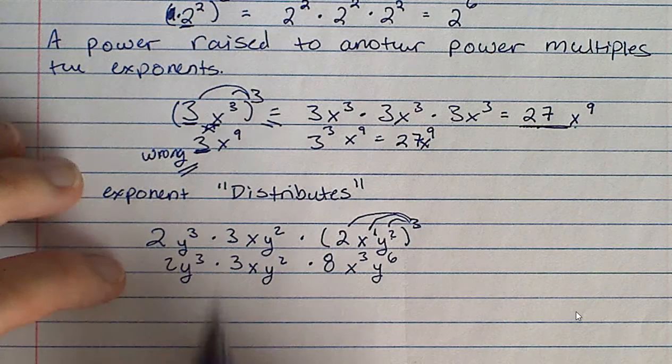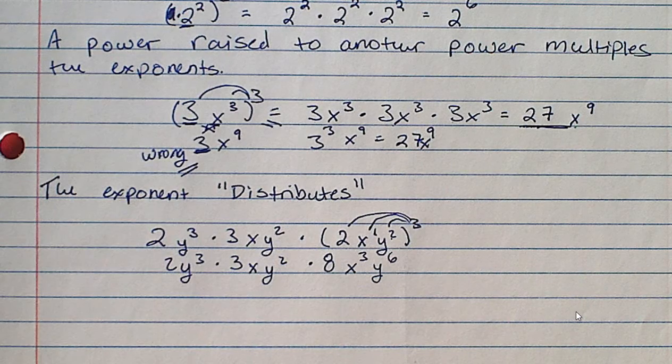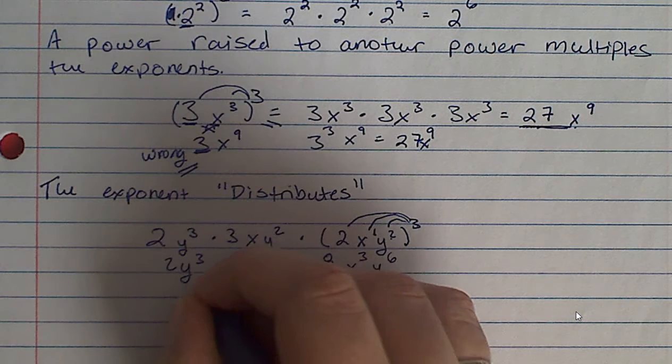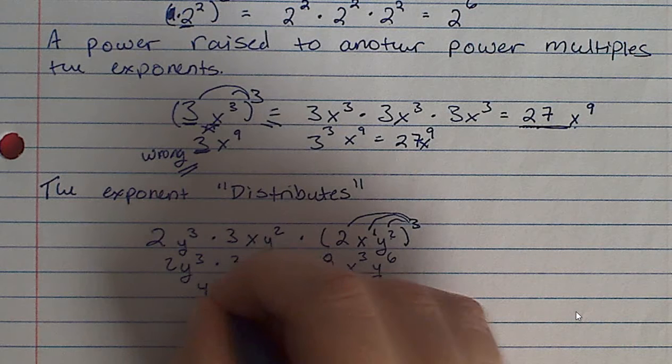So 2 times 3 times 8. So 2 times 3 is 6. 6 times 8 is 48, because 6 and 8 went on a date. And came back with a lot of meat.